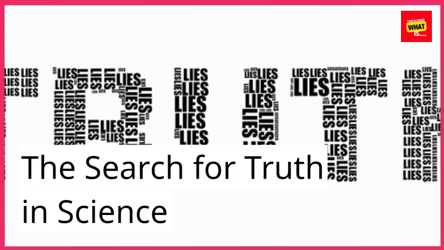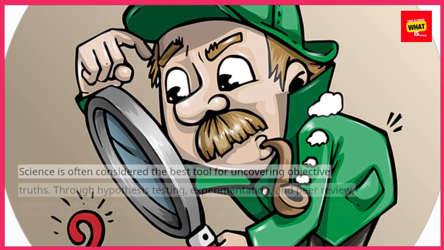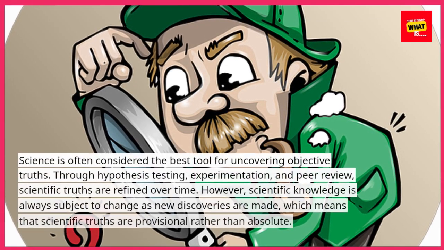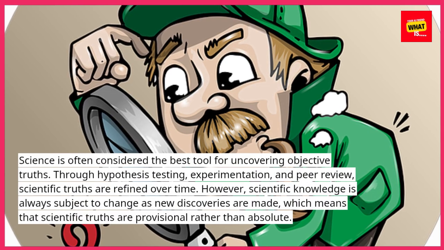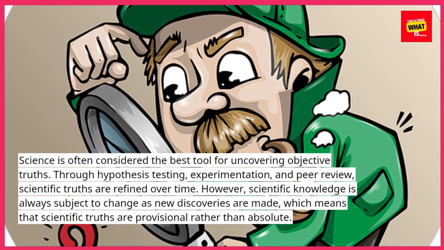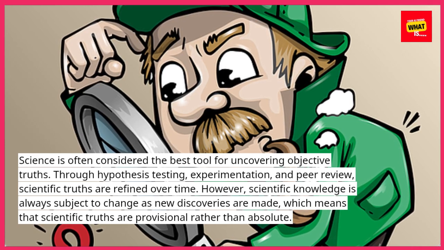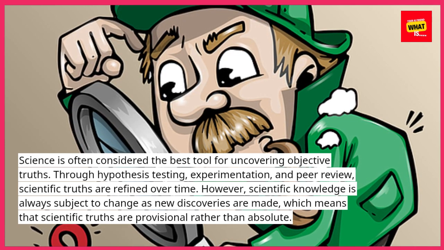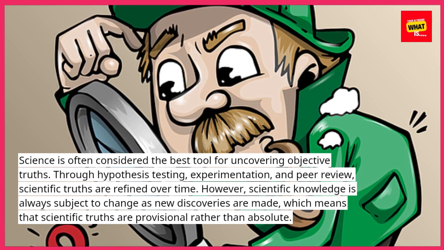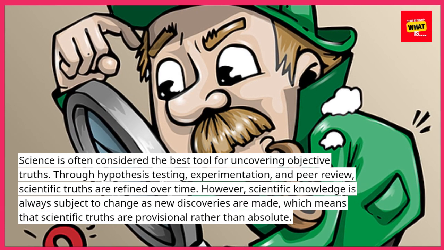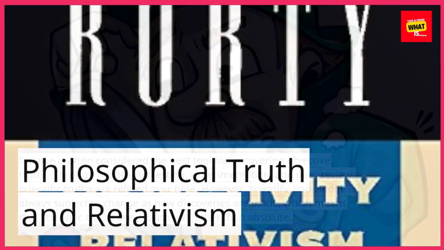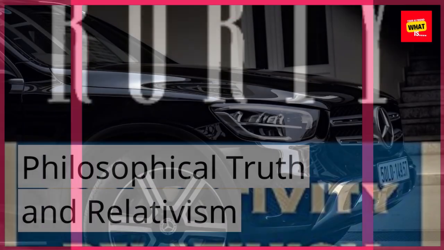The search for truth in science. Science is often considered the best tool for uncovering objective truths. Through hypothesis testing, experimentation, and peer review, scientific truths are refined over time. However, scientific knowledge is always subject to change as new discoveries are made, which means that scientific truths are provisional rather than absolute.